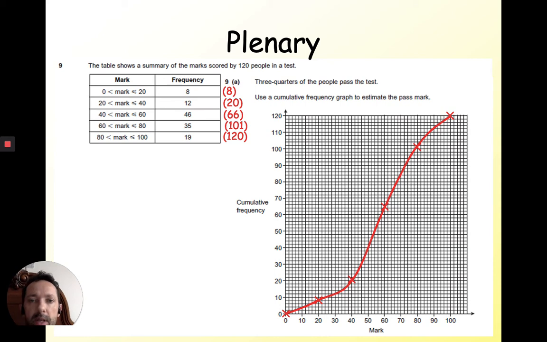Now the question is, 3/4 of the people pass the test. Okay, and this is actually used quite often by teachers, and especially when they're doing exams and they are calculating who gets what grade.